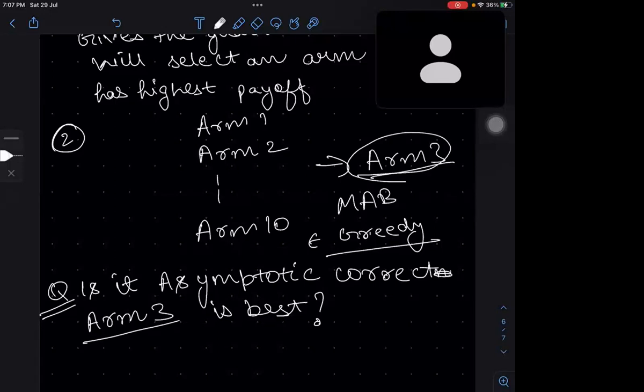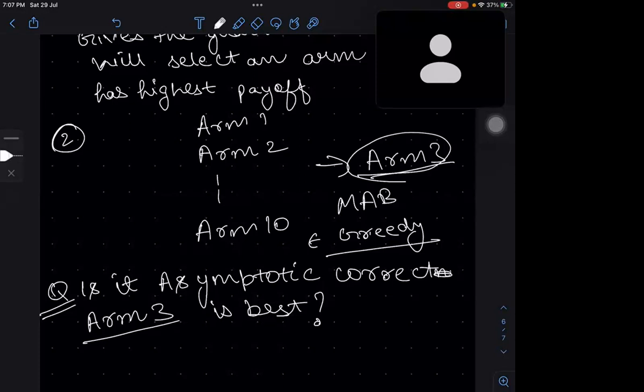What I'm saying is, let's not take any bound. Suppose I did some Thompson sampling or any approach, and I said that this is the best one. Now, to say that it is asymptotically correct means that however many times I run the experiment, infinite times, arm 3 will always give me the highest payoff.